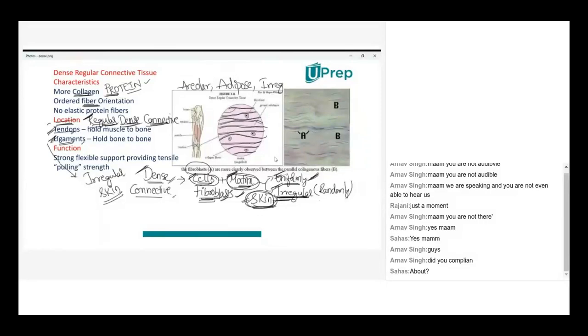dense connective tissue. Okay. So this can be asked as a question. Under skin, what kind of connective tissues are observed? Areolar tissue one type, adipose tissue second type, then irregular dense connective tissue third type. All you will find under skin. But the regular dense connective tissue you will find in tendons and ligaments. So what are tendons and ligaments? Let's see that part now. Okay.